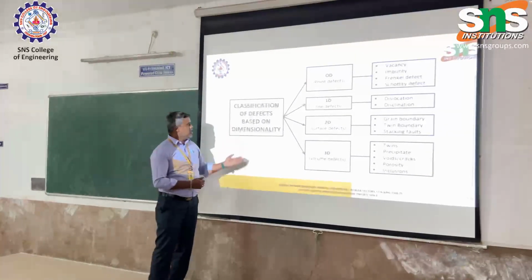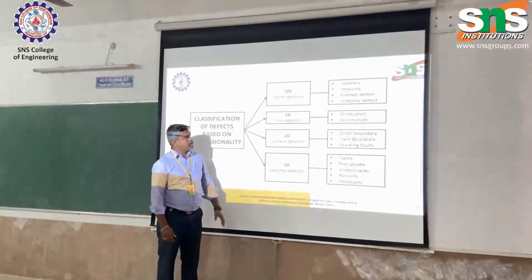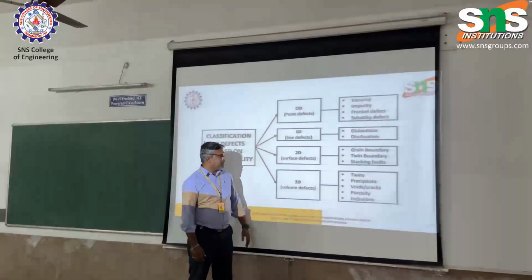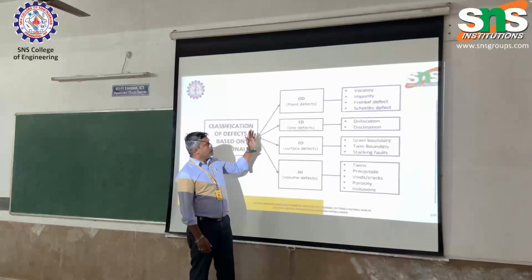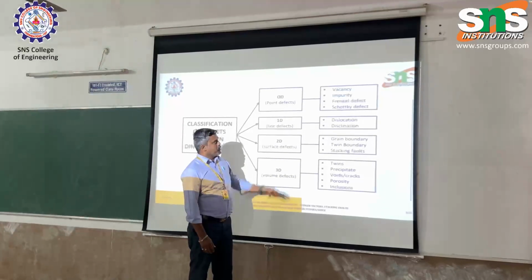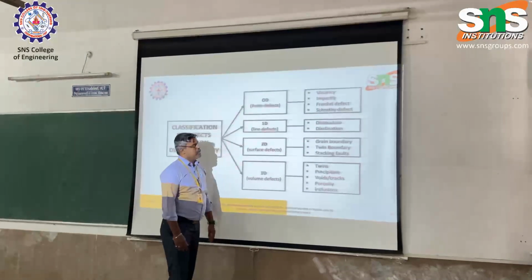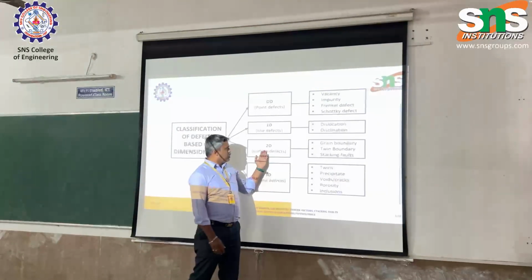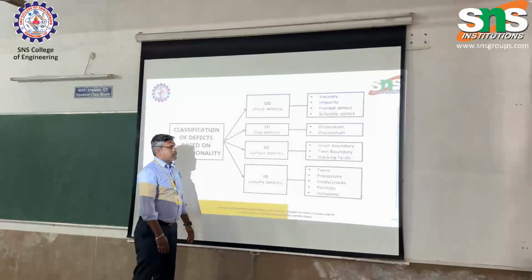The classification of defects is based on dimension: zero dimension, one dimension, two dimension and three dimension. Zero dimension is point defects, one dimension is line defects, 2D is surface and 3D is volume. Based on this, different types of defects are formed. One is vacancy and impurity, and then Frenkel and Schottky, which involve atom position arrangement. The next are dislocation and displacement. Then 2D includes grain boundary, twin boundary and stacking fault. These are all forms of crystal imperfections.